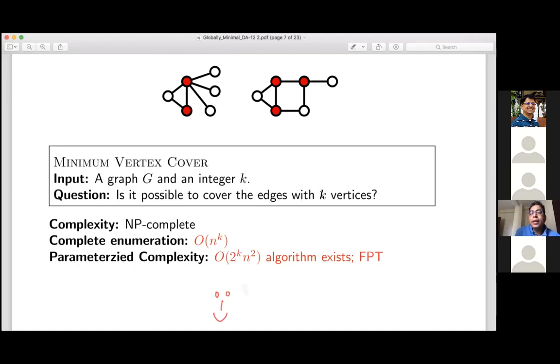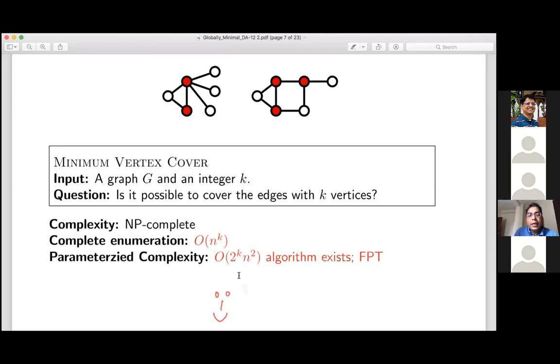So what you can do is, if the question is whether the graph has a vertex cover of size k, you can try out all possible k subsets and see whether that set of k vertices is covering all the edges or not. So you have n choose k possible choices of vertices of size k, so that's order of n to the power of k. That's a complete enumeration. But what we can do is use something called the branching technique. Using the branching technique, you can answer the same problem in order of 2 to the power of k into n square time.